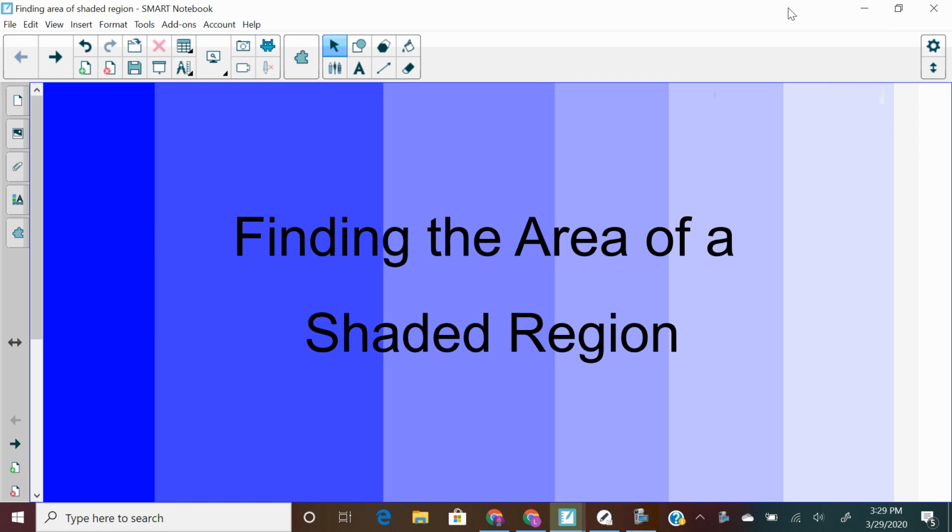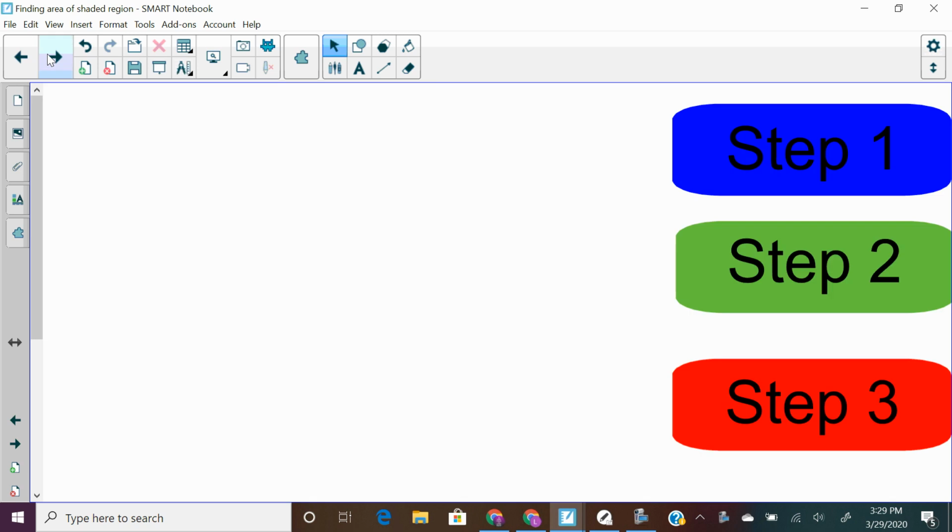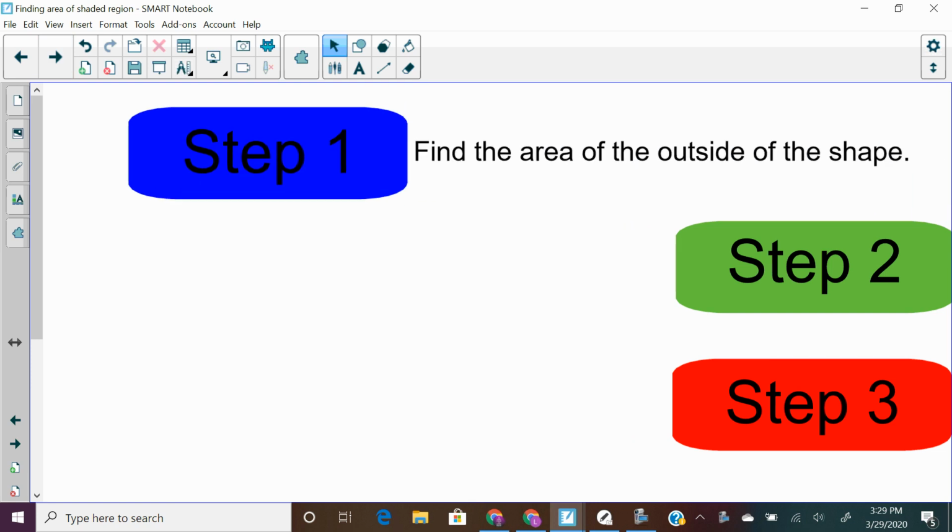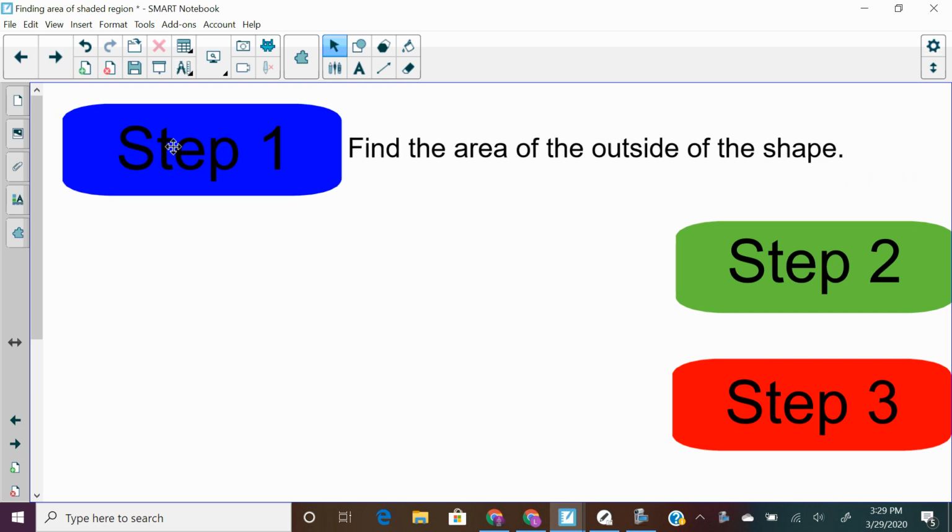This video is about finding the area of the shaded region. There are 3 steps in finding the area of a shaded region. Step 1, find the area of the outside of the shape. So if this is a square on the outside, find its area. A circle, find that area. Whatever the shape is on the outside, find the area.